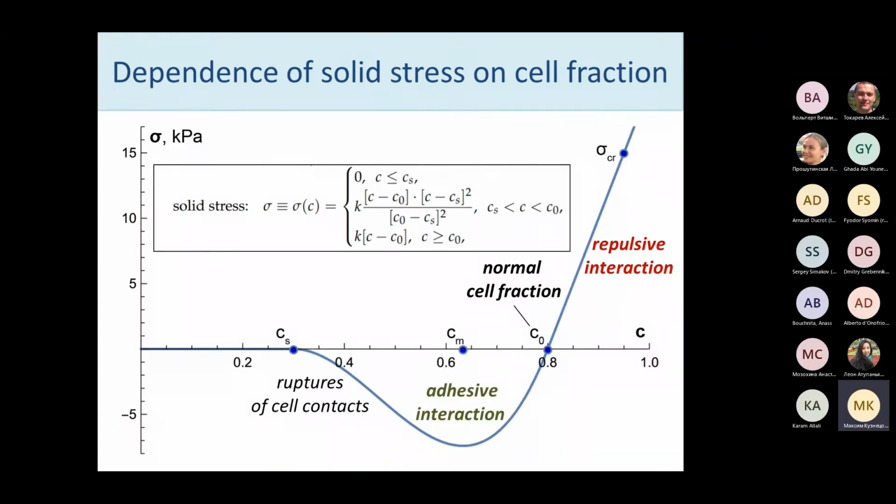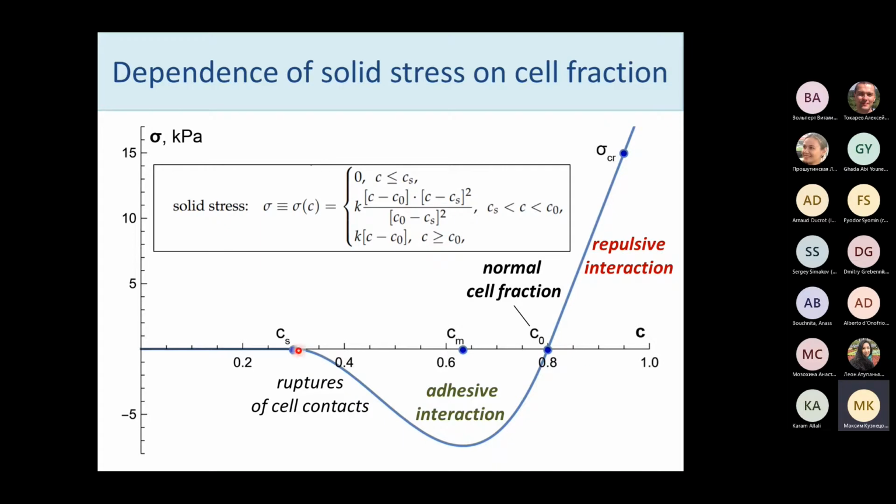The function of solid stress is a smooth function which corresponds to experimental observations at a quantitative level. It assumes that at normal cell fraction, cells interaction yields zero solid stress. If cells are pushed together, the repulsive interaction appears, that is, sigma is greater than zero, and with an increase in the distance between cells, the adhesive interaction manifests itself. At first, it strengthens, and then gradually weakens due to the sequential ruptures of individual intercellular contacts.